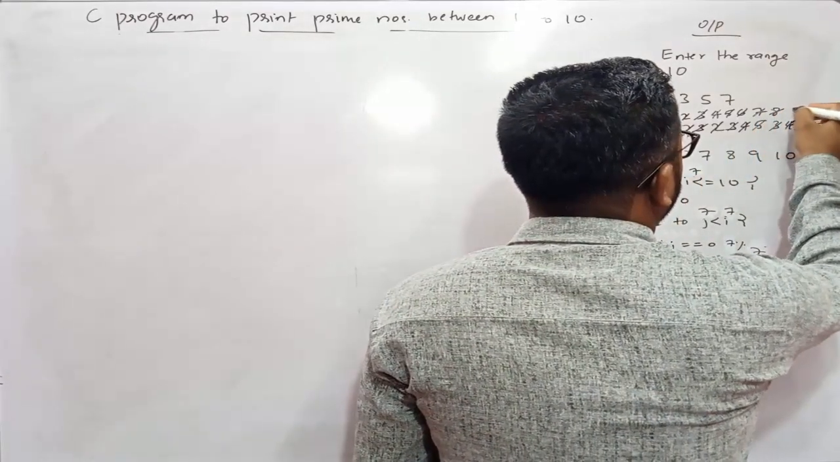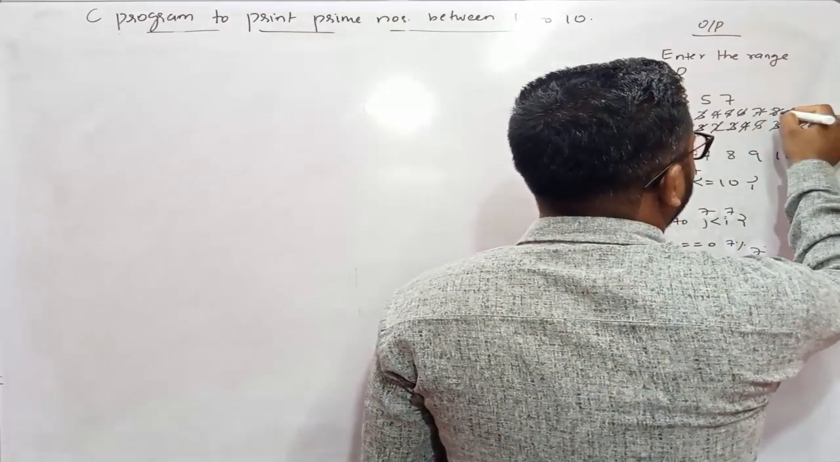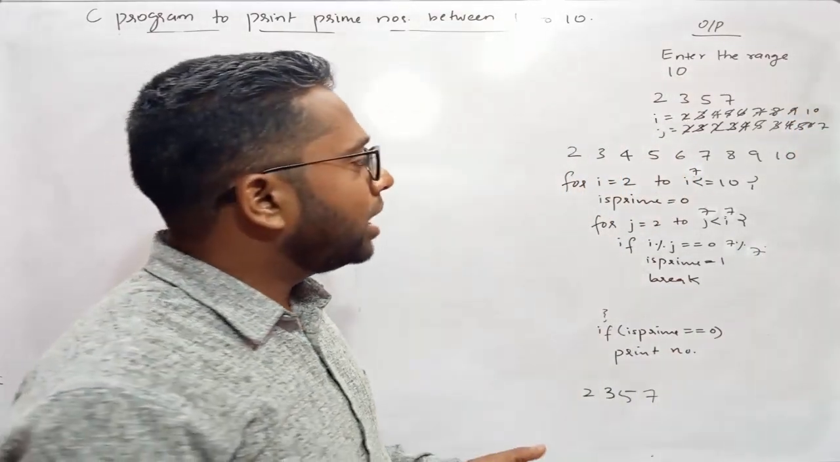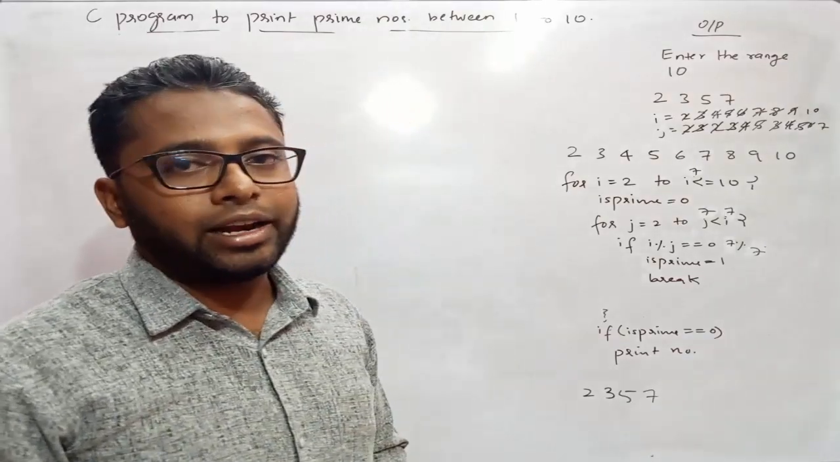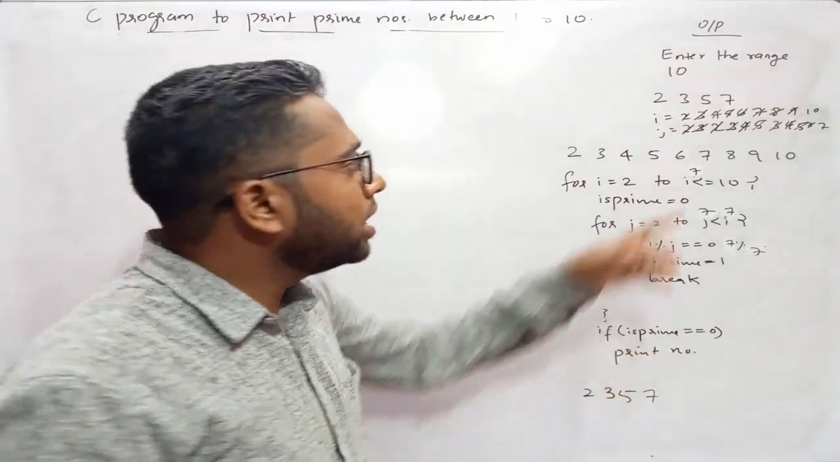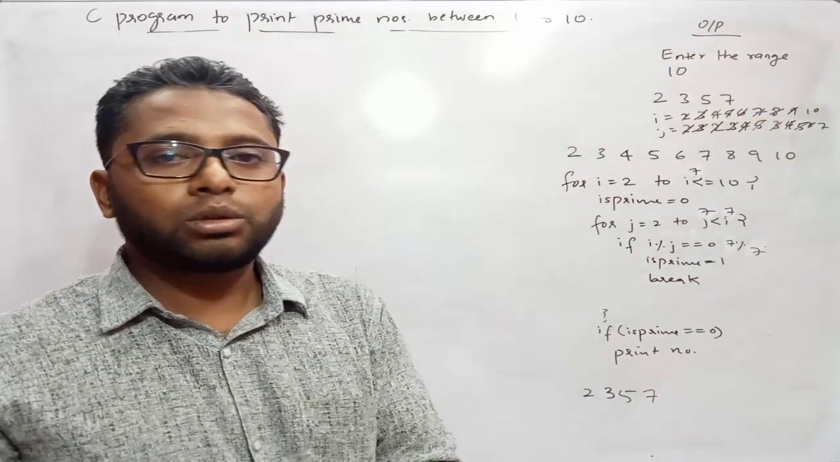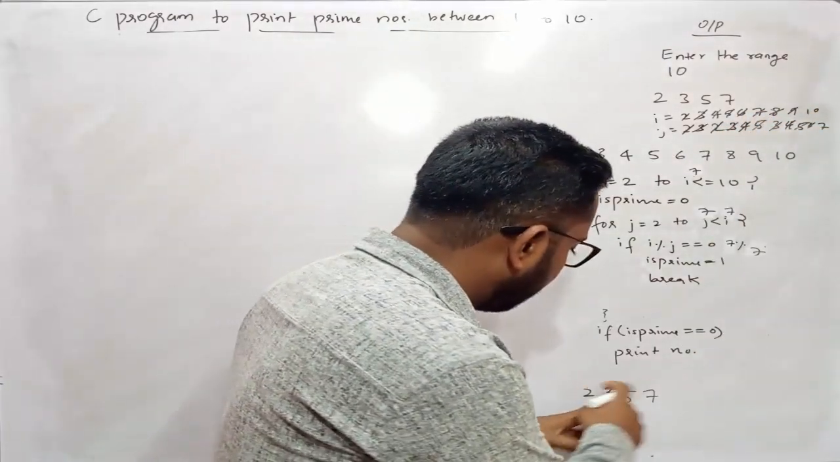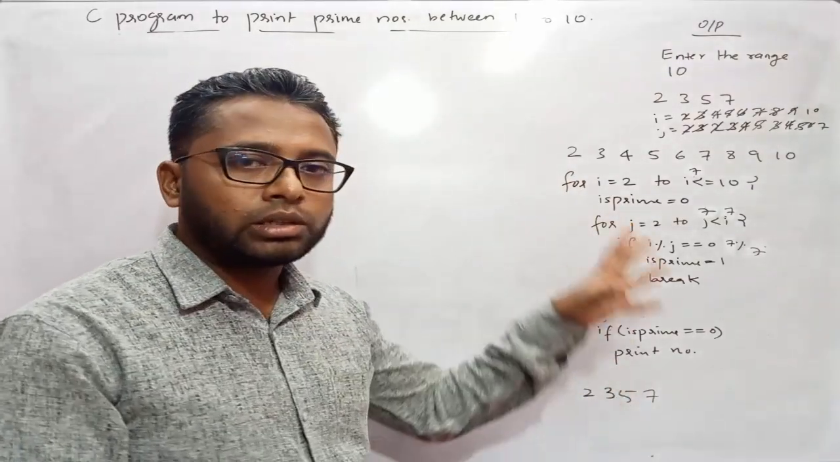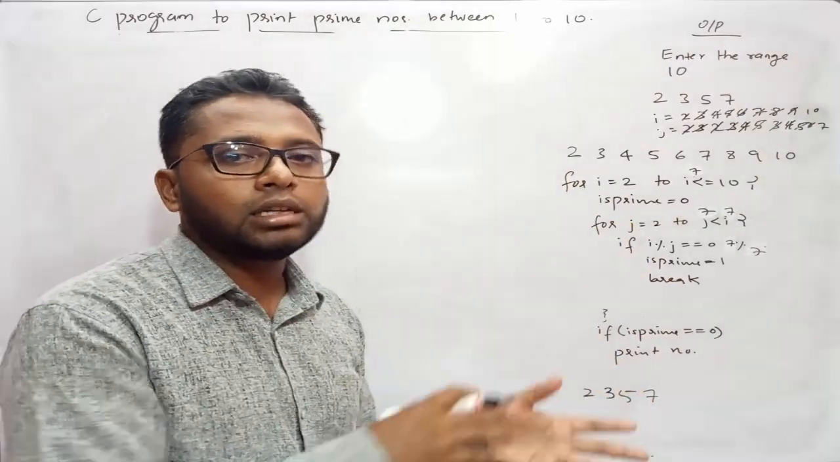Like this, the value of i keeps on changing from 8 to 9, then 9 to 10, and that is our limit. When the value of i reaches 10, since 8, 9, 10, none of these three numbers are prime numbers, these three numbers get excluded, and we are left with only 4 numbers: 2, 3, 5, 7. I hope you guys have understood this logic. So now I will use this logic to write the C program.